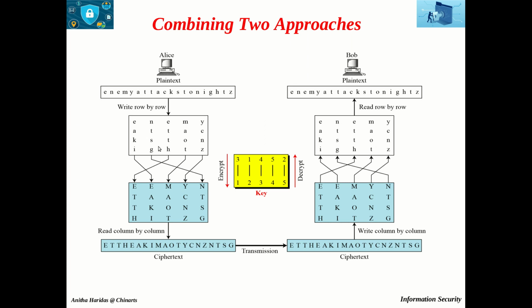So here I repeat, the first table is created by Alice writing the plain text row by row, and the columns are permuted using the same key, this key. And the ciphertext is created by reading the second table column by column, and Bob does the same 3 steps in the reverse order. He writes the ciphertext column by column, then permutes the columns using the permutation key, and then reads the second table row by row.